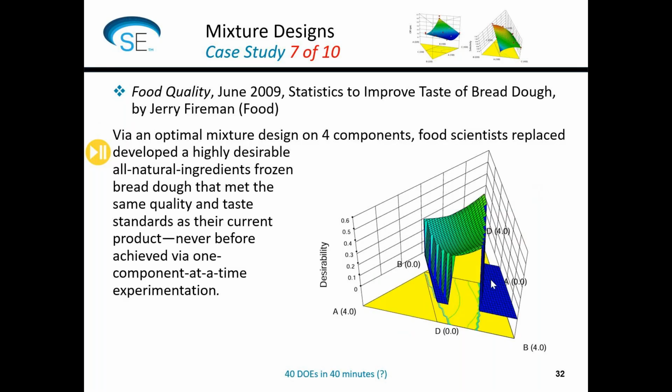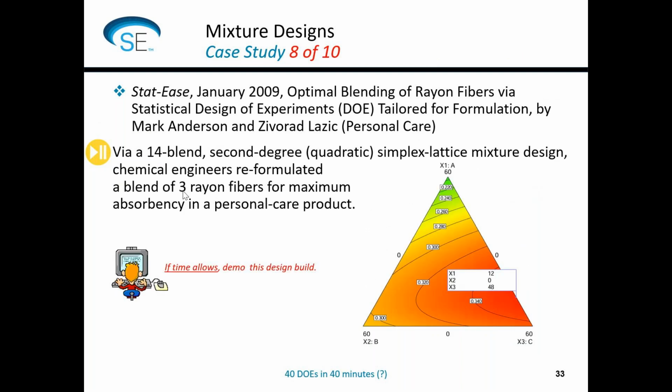Example on bread dough with 4 components. I like this one because they switch over to all natural ingredients. They had been unsuccessful doing this in the past, just using one component at a time, but they were able to get a really good tasting product for a bread dough. I'm not going to be able to build this design, but it's an example where they used a second degree quadratic simplex lattice mixture design, and they were able to maximize absorbency.